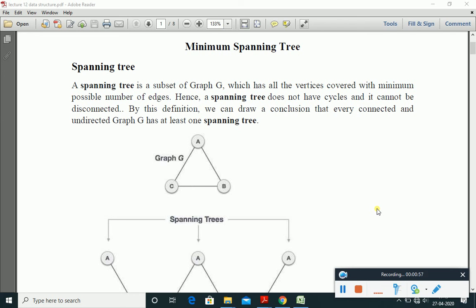One is that the tree cannot have a cycle. The second is that if there are n vertices, exactly n minus 1 edges are required to connect all the vertices. The next one is that there is a unique path to move from vertex A to any other vertex. So there is no possibility of any other path from vertex A to vertex B.